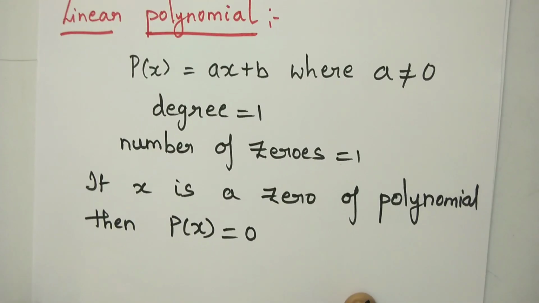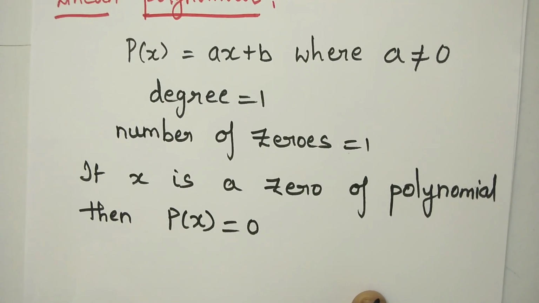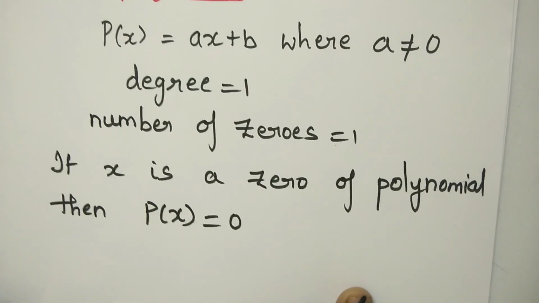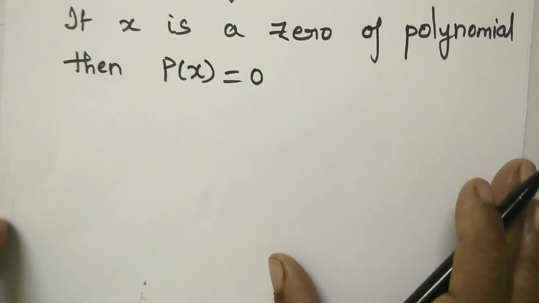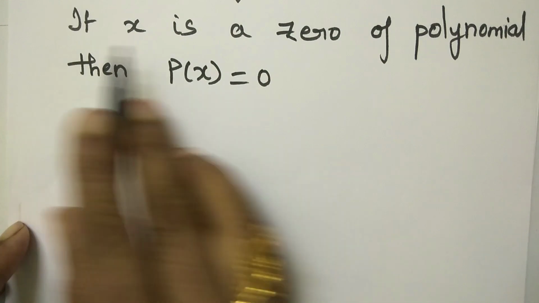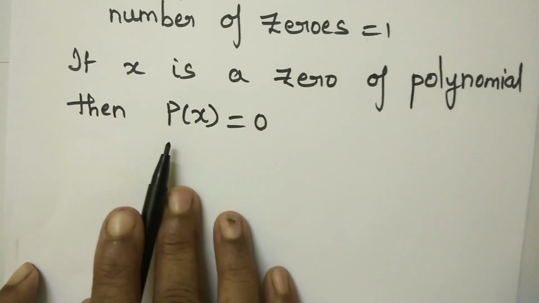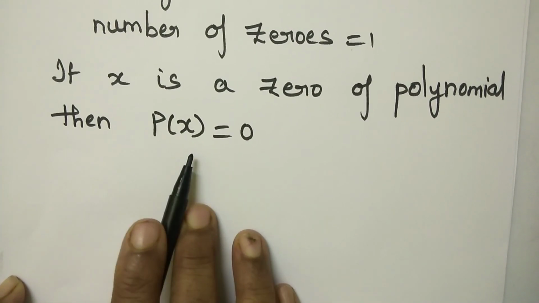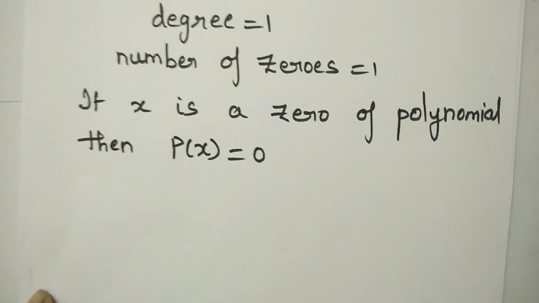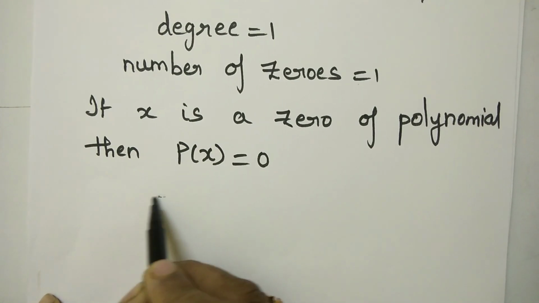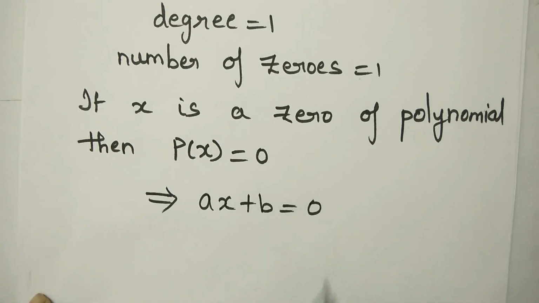Okay? Observe each and every step of how I am deriving the zero of this linear polynomial, because you have to follow the same steps in problem solving. Now, if x is a zero of a polynomial, then p of x is equal to 0. We know that. Just see, what is p of x? It is nothing but the linear polynomial ax plus b. So replace p of x with ax plus b. ax plus b equal to 0.